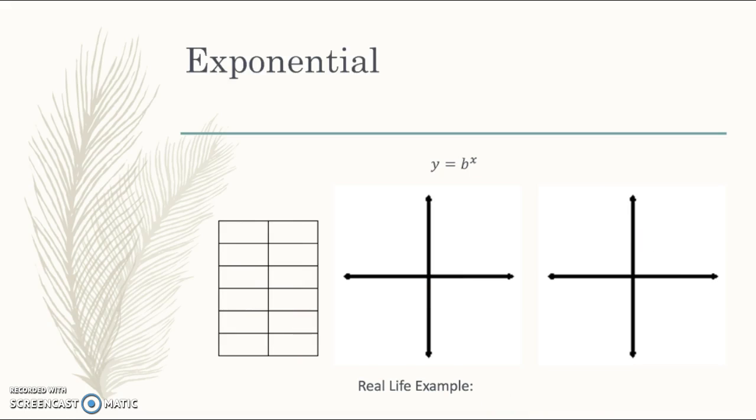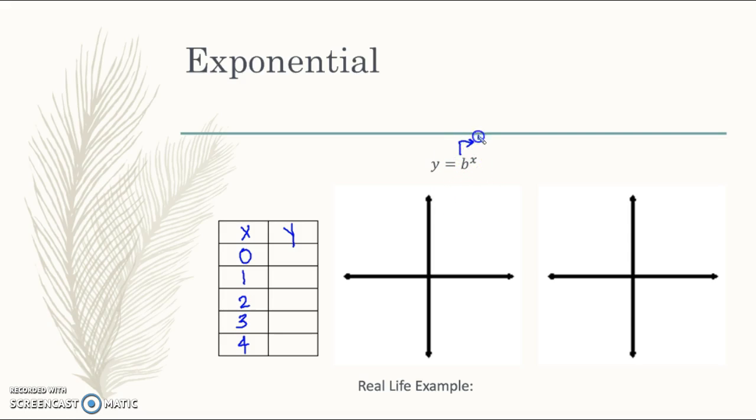The next one is exponential. And this one's a little tougher, so I'm going to help us out with the table that we make. We're just going to start with 0 and then go up to 4. Now our parent function is a little different. Now I've got 3 letters. Normally we just have x and y, but now I've got this b thrown in. And that's because our parent function changes based on whatever that b is.